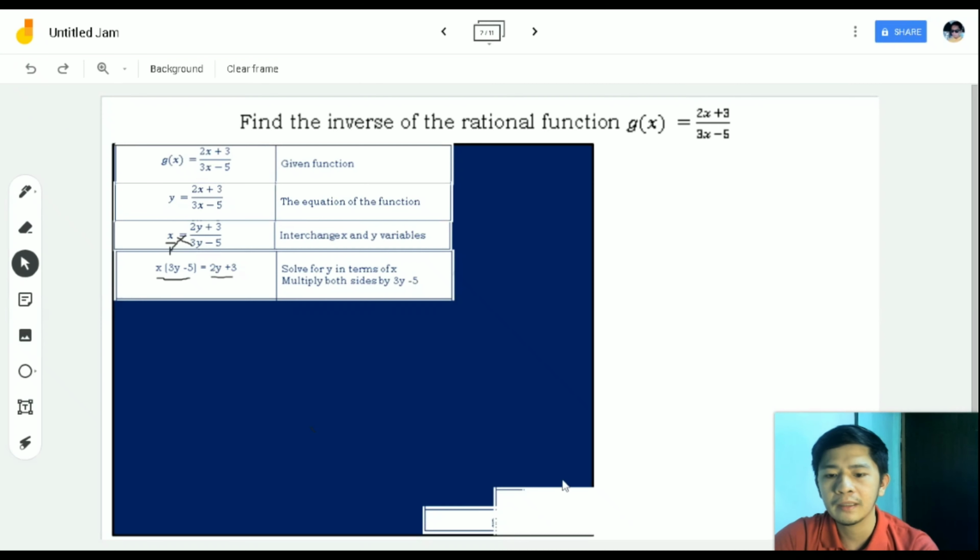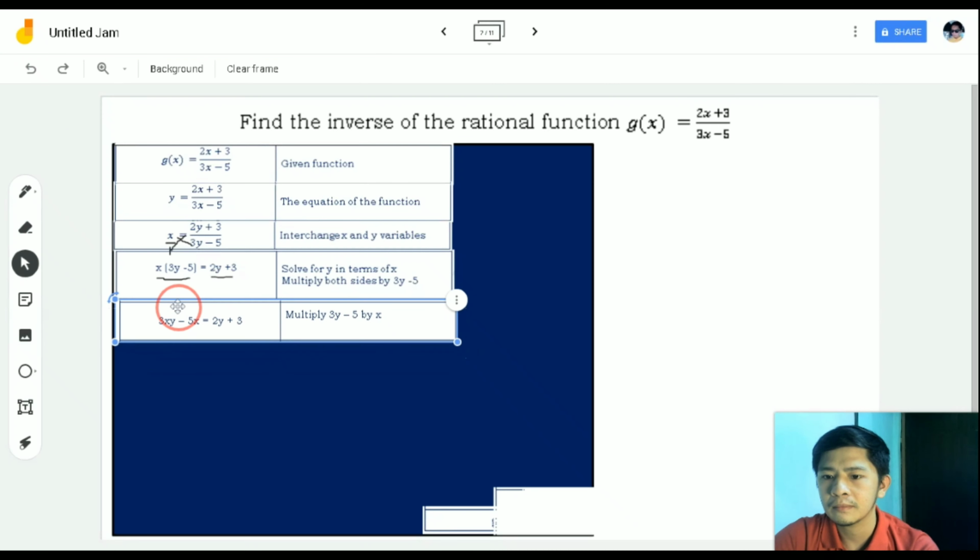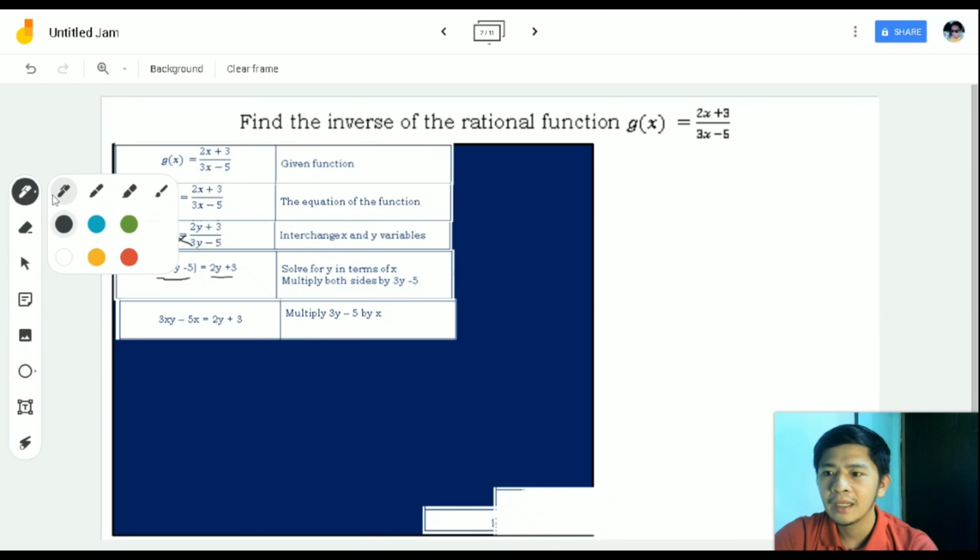Okay, so check natin. So na-distribute na. Kung makikita nyo dyan, na-multiply na natin yung x sa 3y, 3xy, yung x sa negative 5, negative 5x. Then, copy lang yung iba.